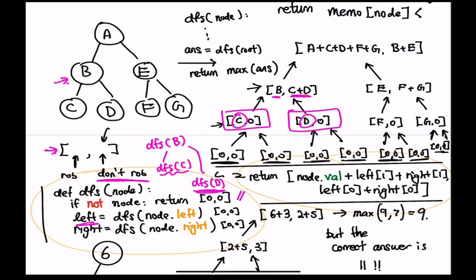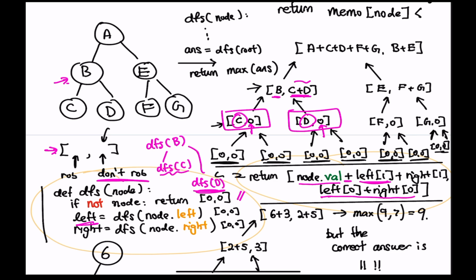So that's C plus D. That's why, if you look here, we have node.val plus left of 1 plus right of 1. In this case, left of 1 is 0 and right of 1 is 0, so we have B, and then the next one will be left of 0 plus right of 0, which will be C plus D. You may be tempted to think this is right. In some cases it may be right, but in some cases this code is not right.